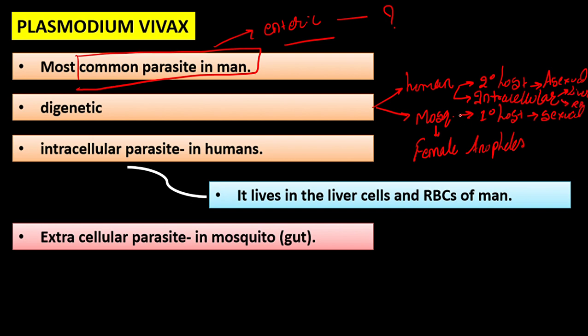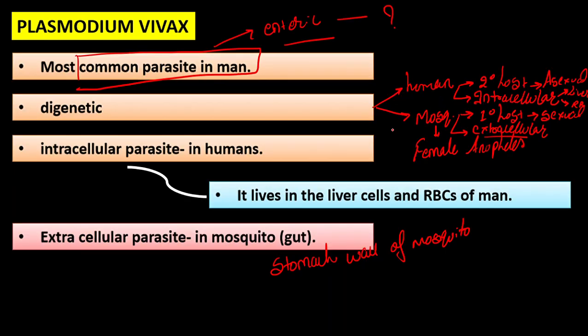Now when we talk about the mosquito, it is going to infect extracellular. What is the meaning of extracellular? It is not going to enter inside the cell. It will affect in between the cells. For example, stomach wall of mosquito. Stomach wall of mosquito, right?